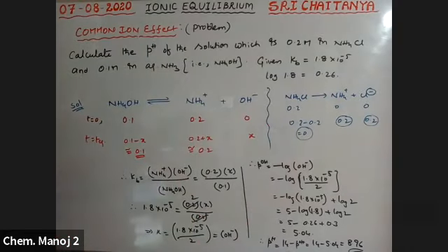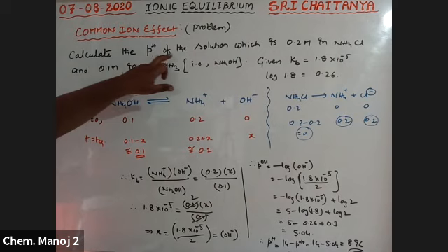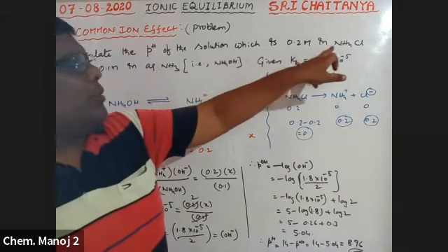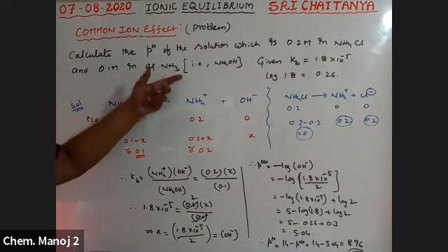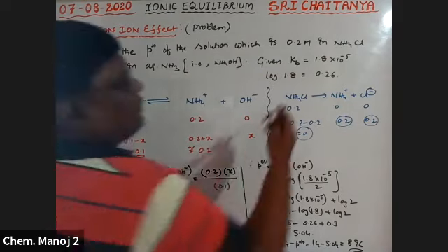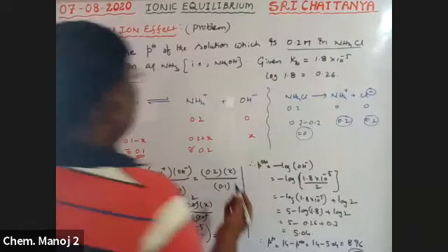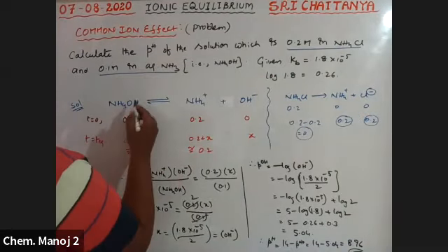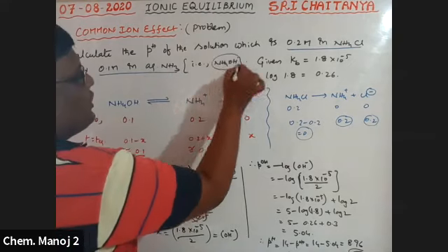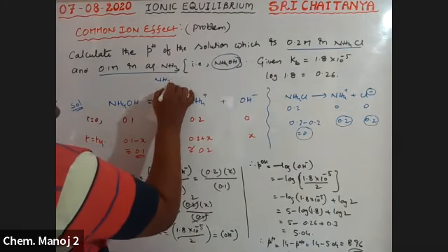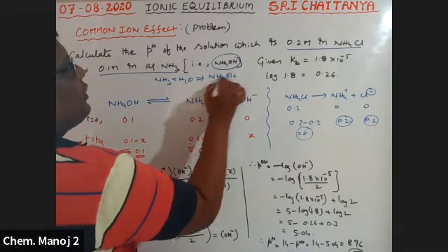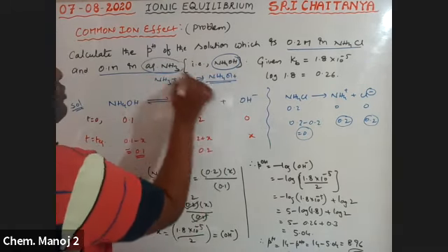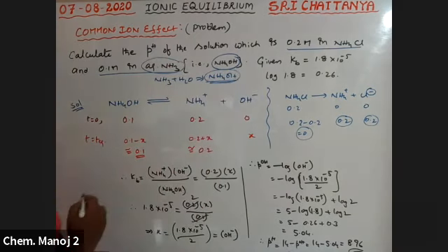See boys, there is a problem on common ion effect: calculate the pH of a solution which is 0.2 M NH4Cl and 0.1 M aqueous NH3. That means there is a mixture of 0.2 M NH4Cl and 0.1 M aqueous NH3. Aqueous NH3 is nothing but NH4OH, because NH3 plus H2O gives NH4OH. That is, aqueous ammonia is almost 100% equal to ammonium hydroxide.